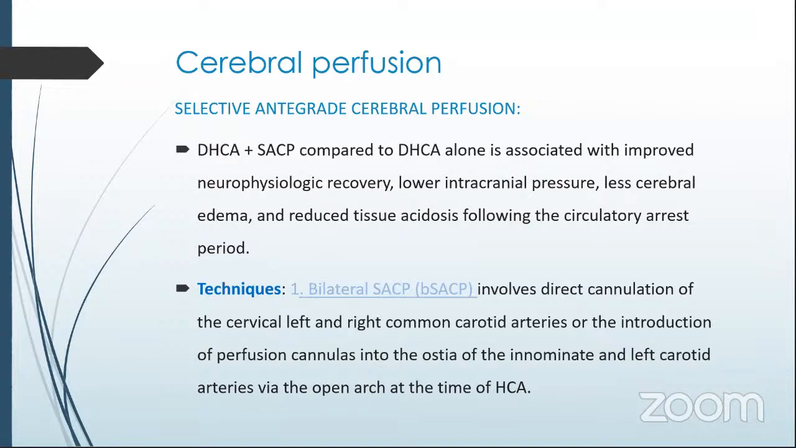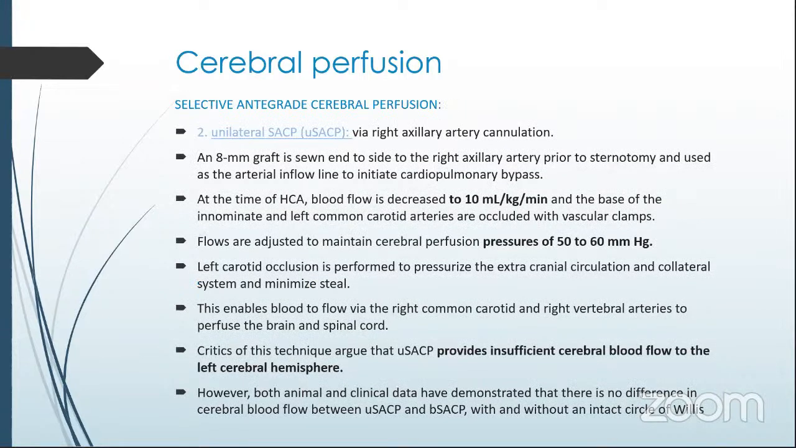So what are the techniques for selective antegrade cerebral perfusion? We have two techniques. Either we use bilateral selective antegrade cerebral perfusion or unilateral. The bilateral usually involves cannulation of the left and right common carotid artery, or we put the cannula in the ostia of the innominate and left carotid artery via the open arch during the circ arrest. The other technique is the unilateral, which is the most commonly used, via the right axillary artery. An 8 millimeter graft is sewn to the right axillary artery before the sternotomy, and we use this axillary artery as an arterial inflow line to initiate bypass.